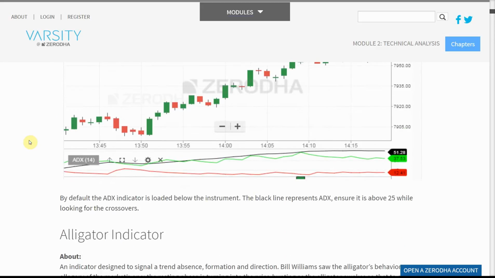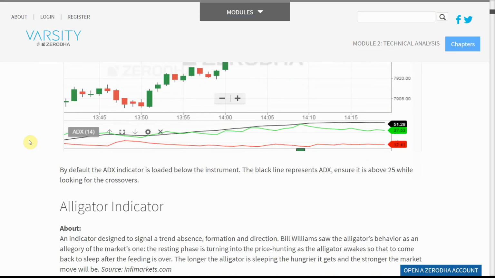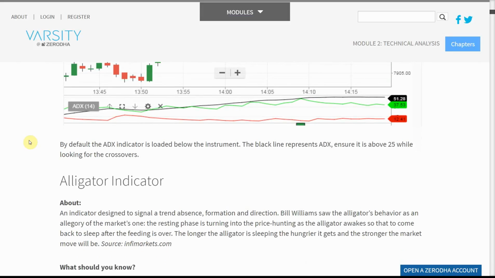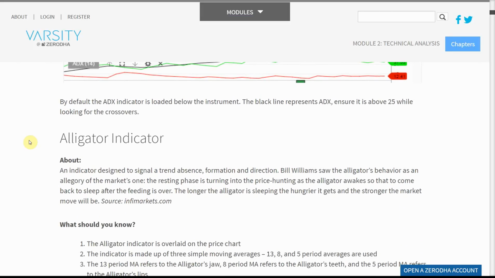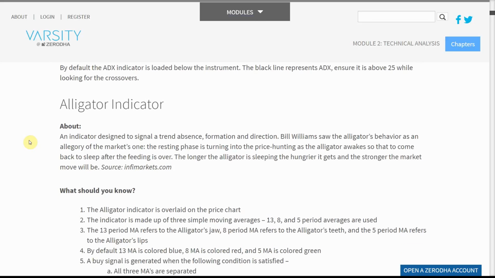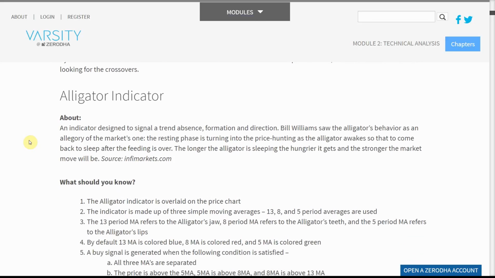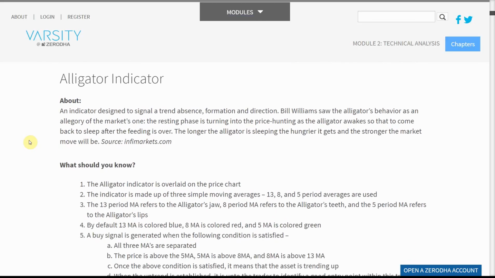Alligator indicator. About. An indicator designed to signal a trend absence, formation and direction. Bill Williams saw the alligator's behavior as an allegory of the market's. The resting phase turns into price hunting as the alligator awakes, so as to come back to sleep after the feeding is over. The longer the alligator is sleeping, the hungrier it gets and the stronger the market move will be.